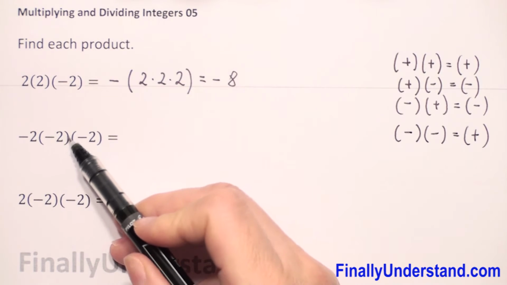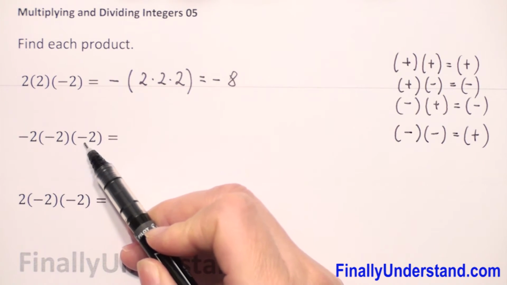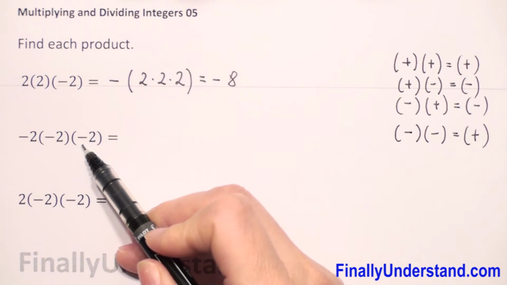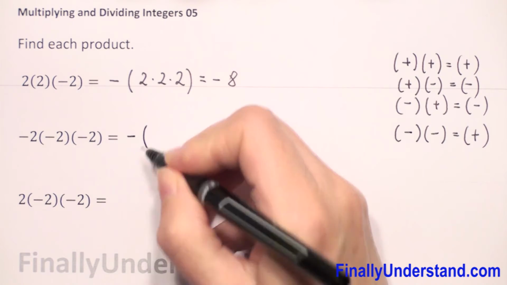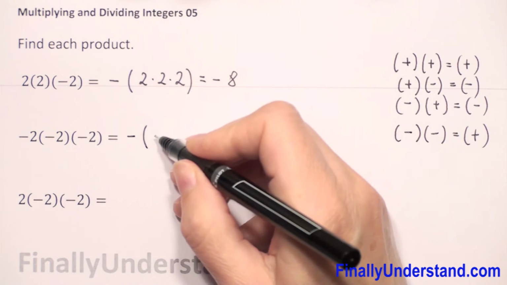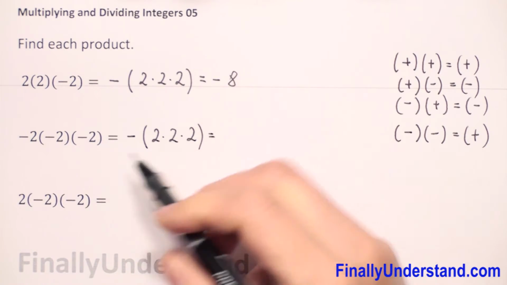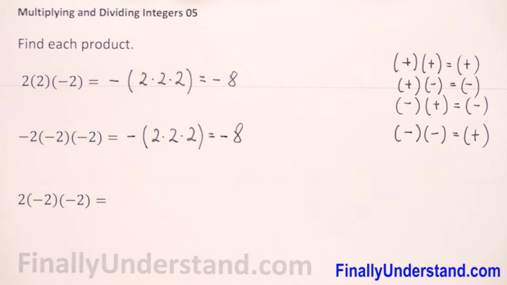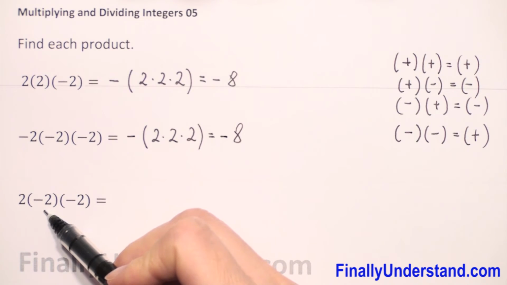And now I have positive times negative because we have here three numbers which we have to multiply. So positive times negative gives me negative. And I have to just multiply these three numbers. 2 times 2 times 2. So this is equal negative 8.